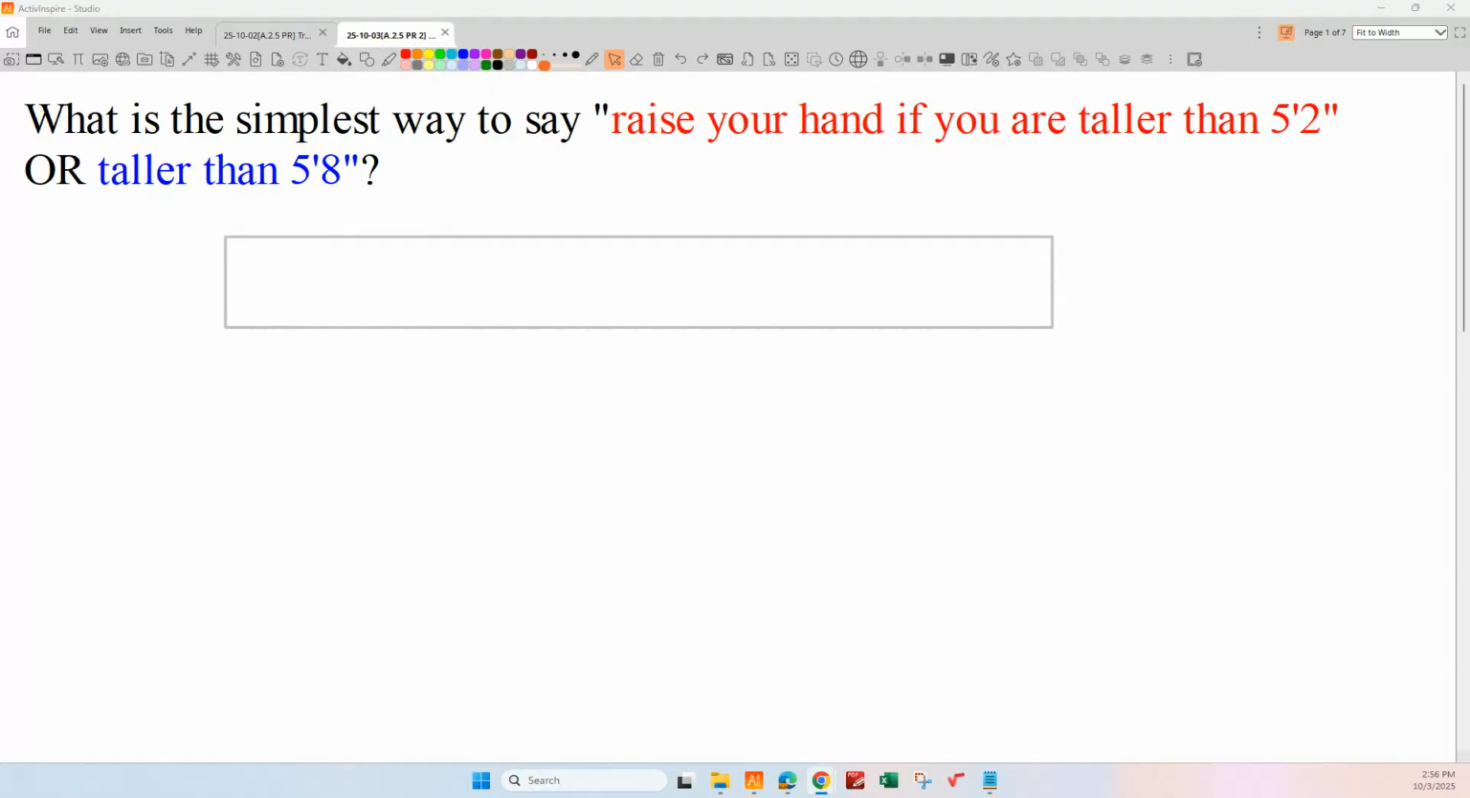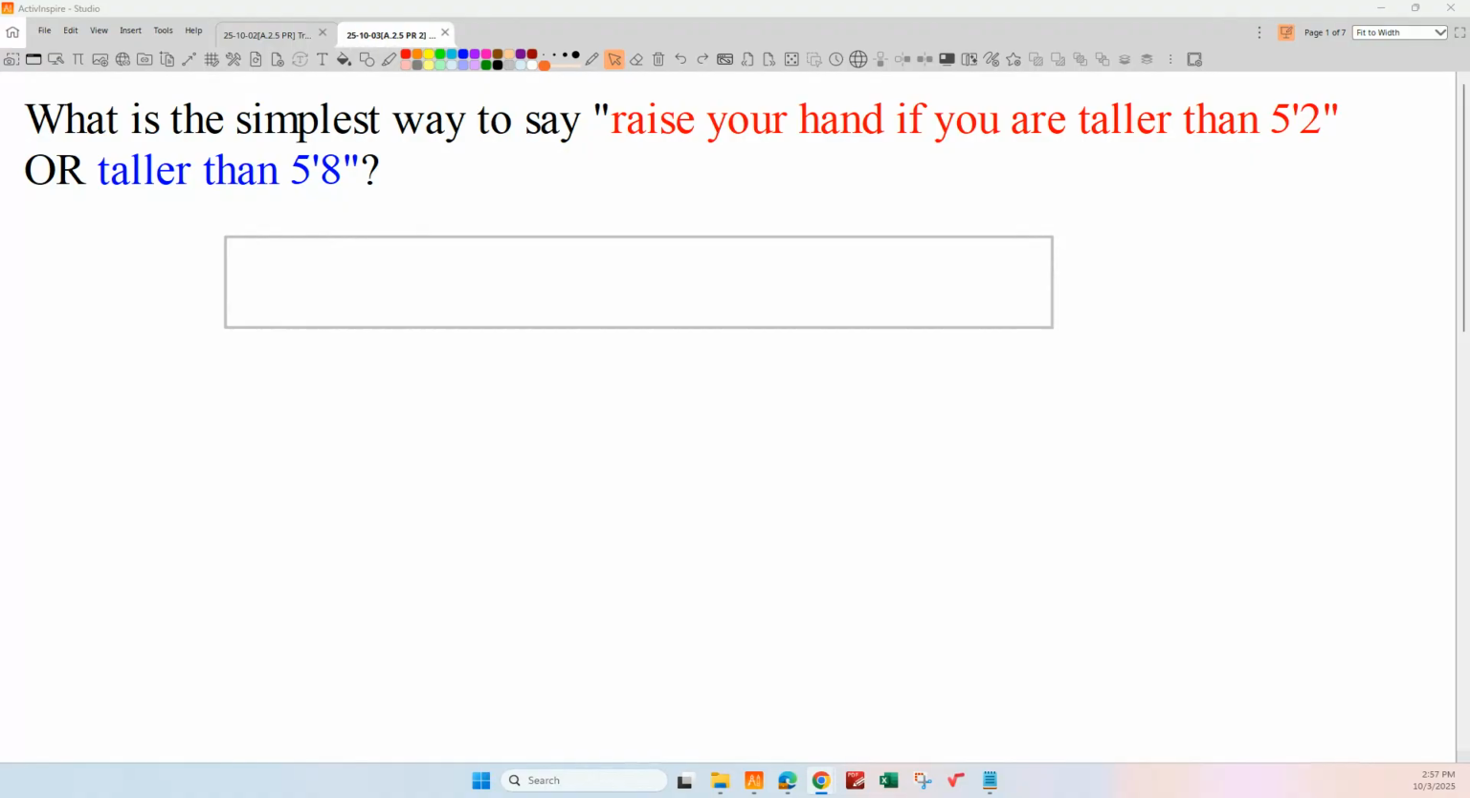What's the simplest way to say, raise your hand if you were taller than 5 feet 2 or taller than 5 feet 8? That's harder than it needs to be. We can say that more simply. How? Part of that is unnecessary. Part of that statement doesn't really contribute anything.